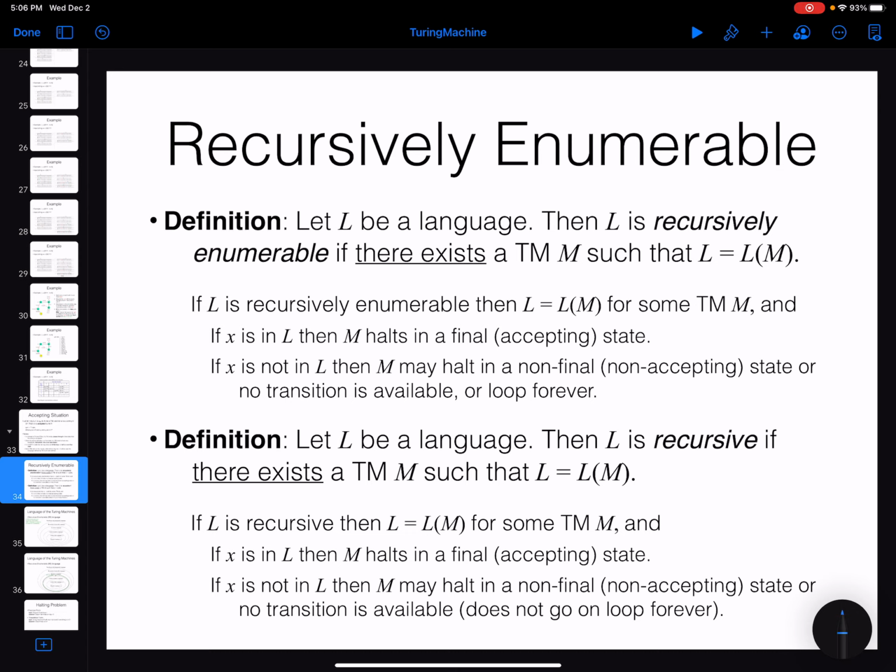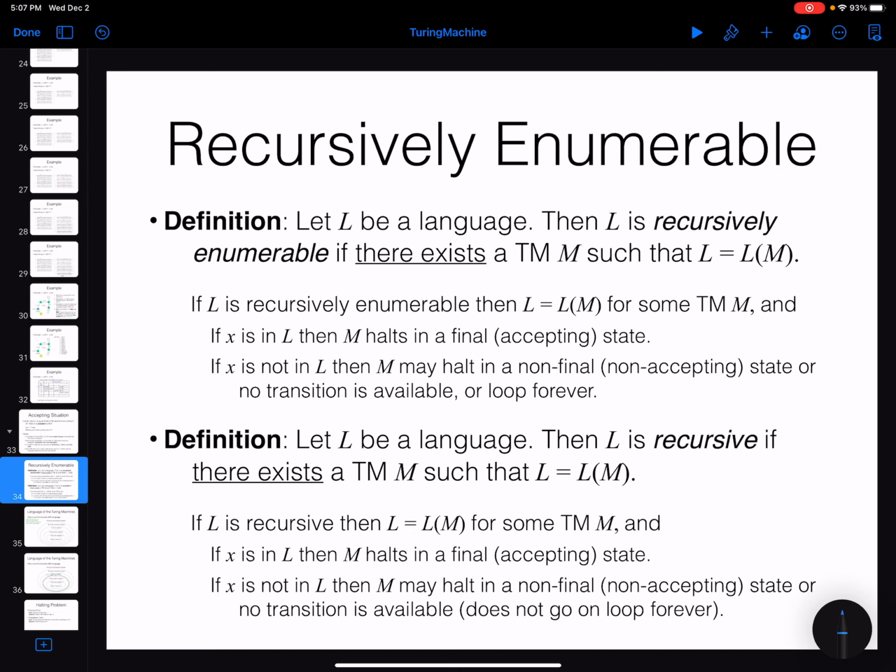So your Turing machine can stay in an infinite loop if the string is not a part of the language. That's bad, because you would never know whether the data string belongs to the language or not, since your machine is going to go in an infinite loop. But for all the strings that belong to the language, definitely the Turing machine will go to the final state.